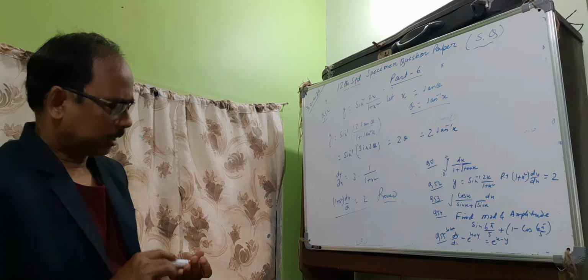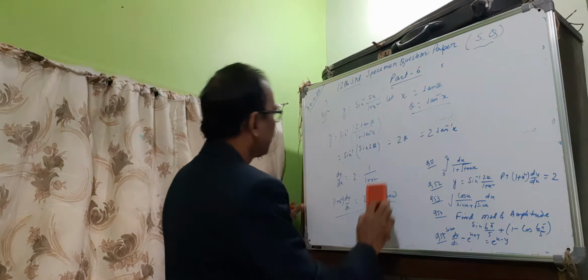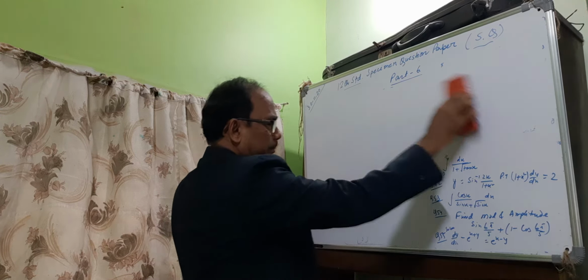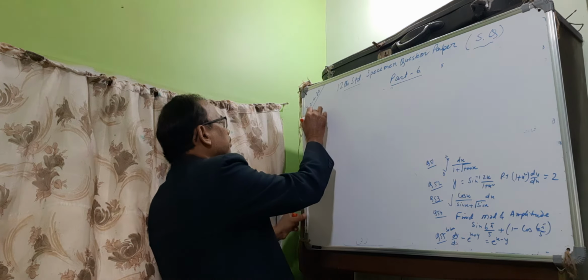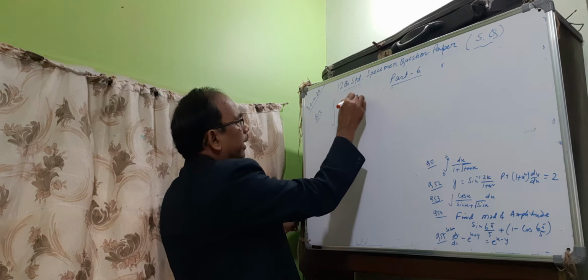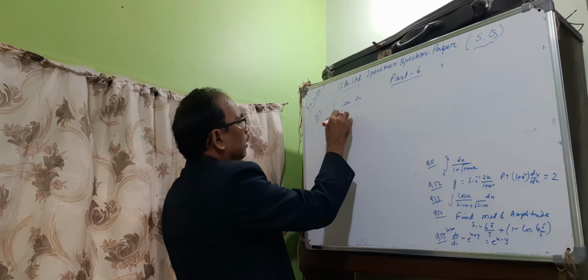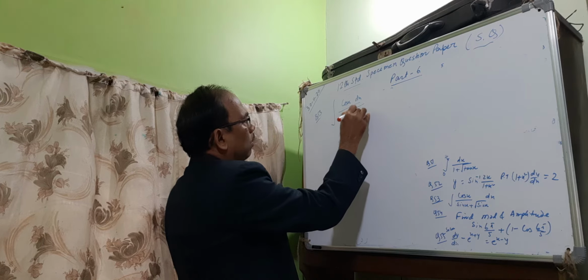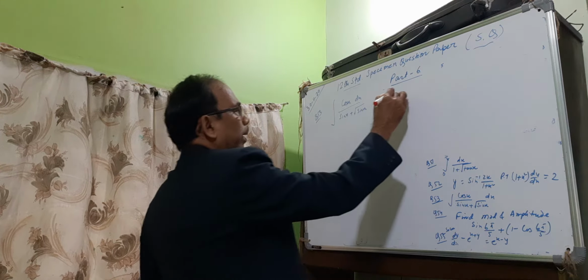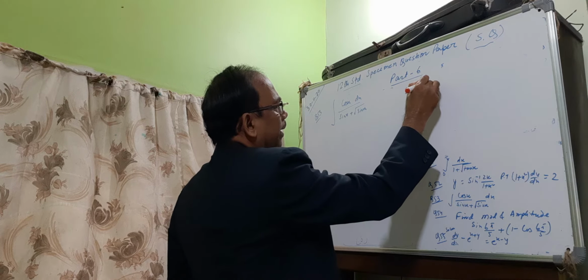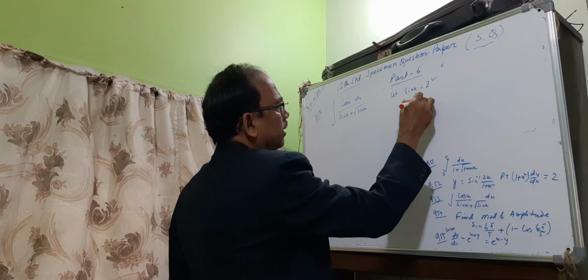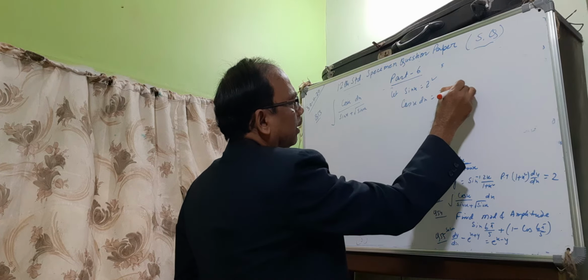That's all. Next, sum number 53, an integration sum. Question number 53: integration of cos x dx by sin x plus root over sin x. Here root over sin x should be taken as z. Let sin x equals z square. Then differentiating, cos x dx equals 2z dz.